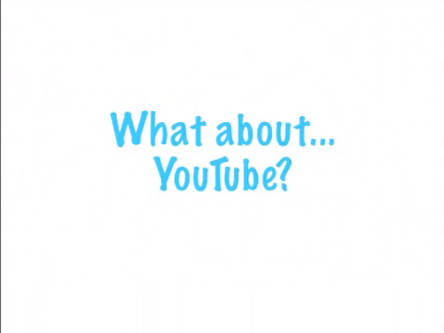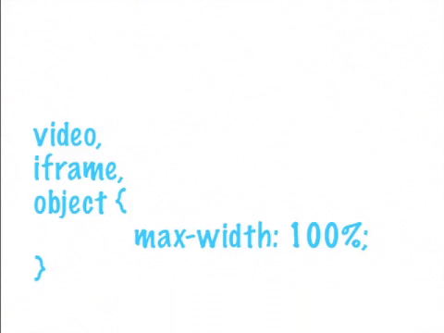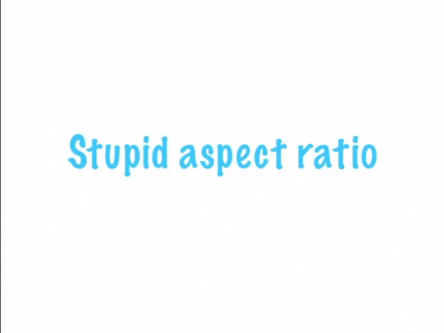But what about videos or content in iframes or other embedded objects? How do we scale those? YouTube is a common example for this. There's just a little tweak and we can handle those as well. We set the HTML tags for those in our CSS to be max width 100%, and then the width of those will scale as well. Then again, we've got to deal with the stupid aspect ratio problem. Again, small change necessary to do that.